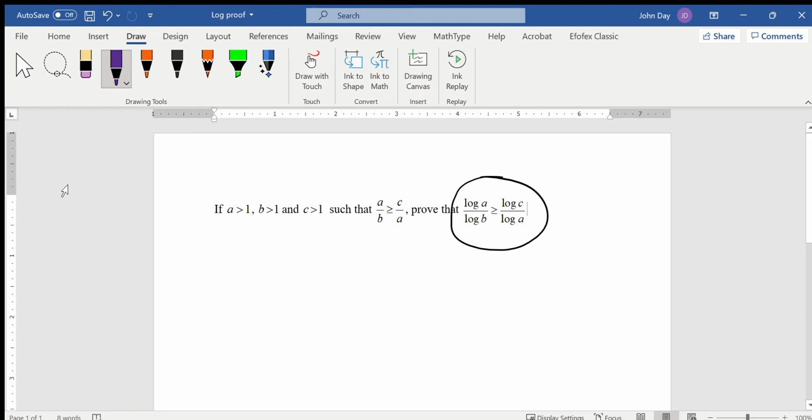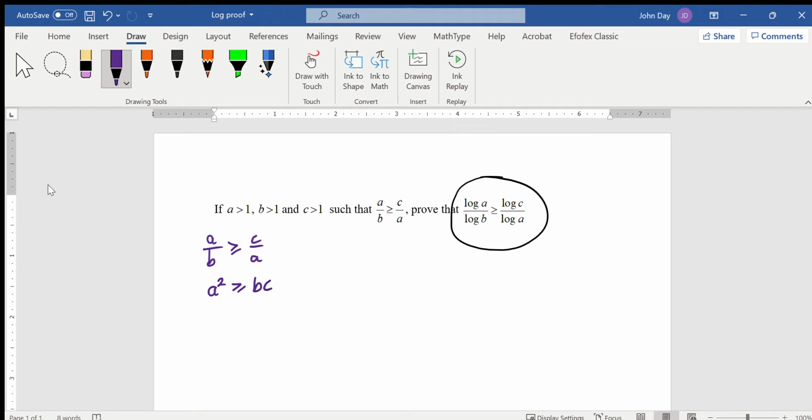All right, so we're trying to prove what I've got circled there, given this other information. So let's start with the other information. A over B is bigger than or equal to C over A. Well, an obvious step is to cross multiply and get A squared is bigger than or equal to BC.